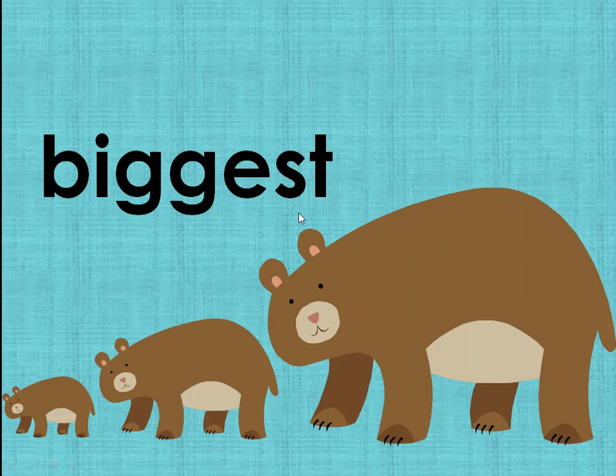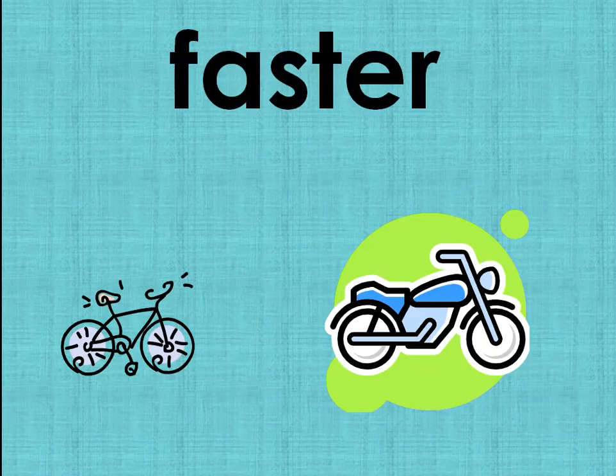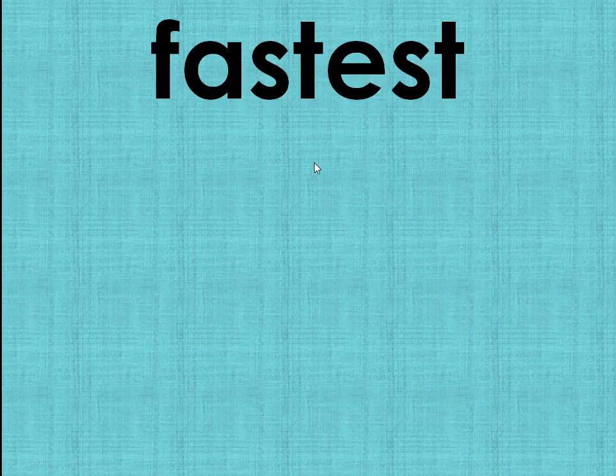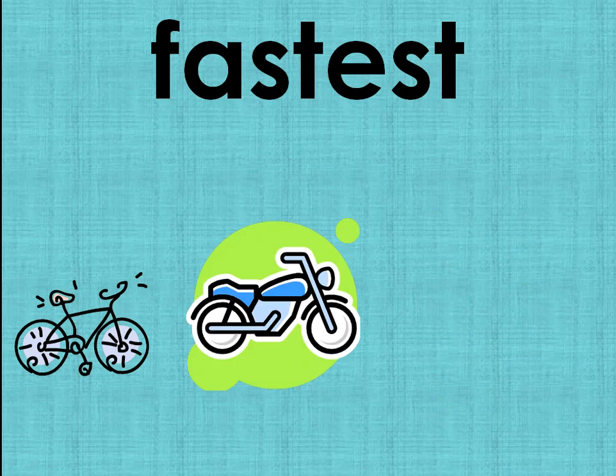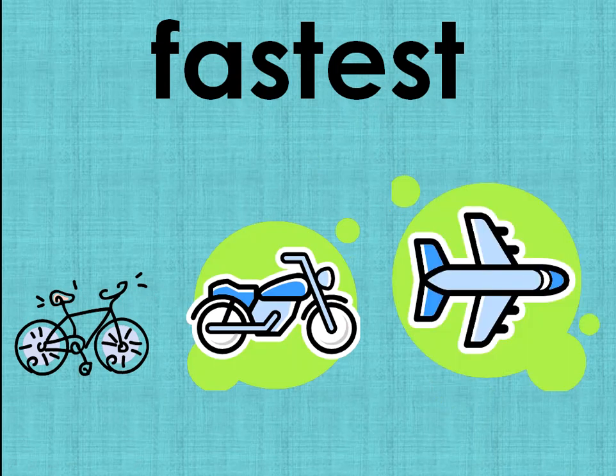Repeat after me, biggest. This bicycle is fast, but this motorbike is faster, faster, faster. This bike is fast. This motorbike is faster. Wow, but this plane is the fastest, fastest, fastest.